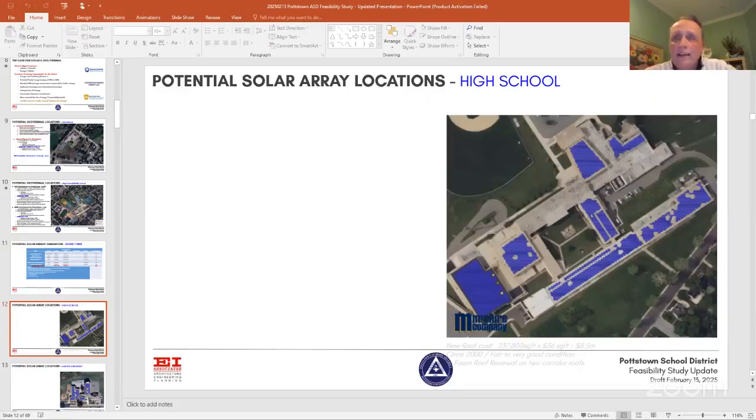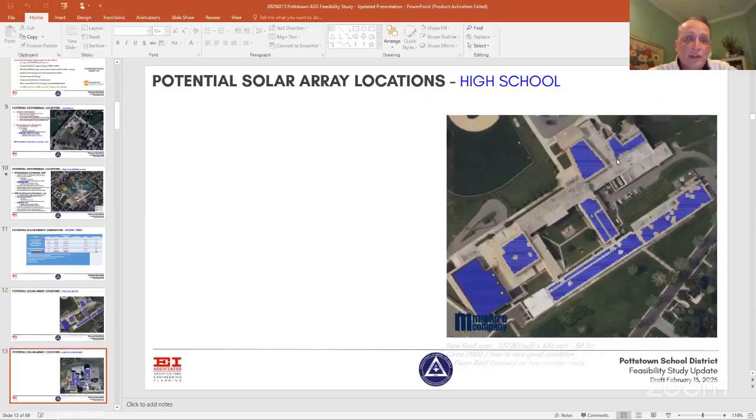Then we looked at each individual school, starting with the high school location. You can see from a rooftop perspective, anything in blue is where the solar array would be. You can see there's still some more real estate up there where we can potentially put some solar arrays. But again, we approached this very conservatively for our initial analysis here.